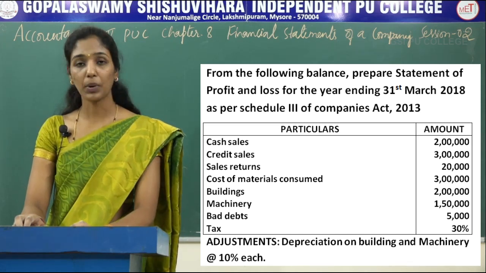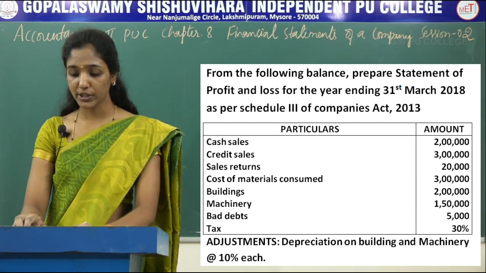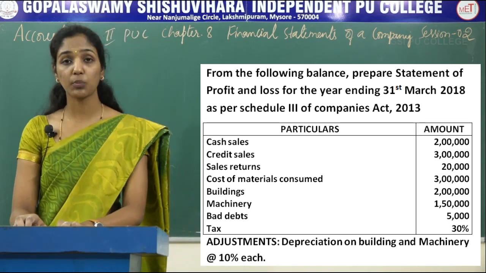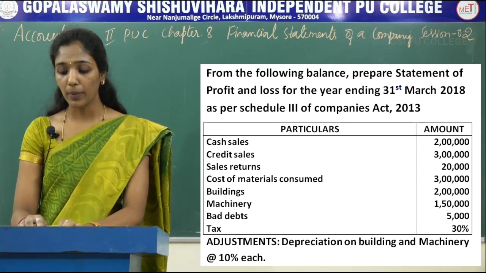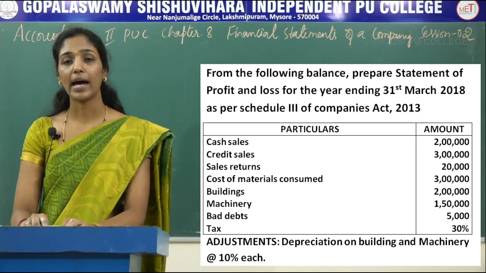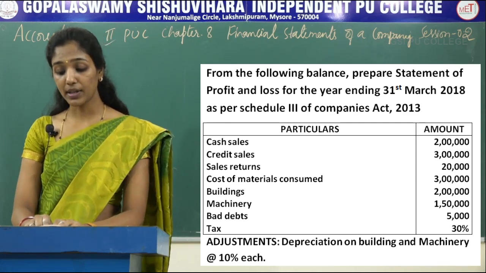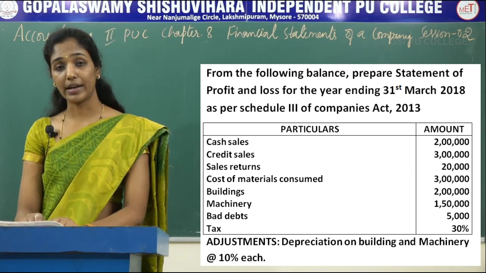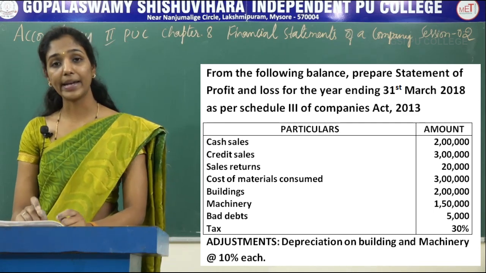From the following balance, prepare statement of profit and loss for the year ending 31st March 2018 as per Schedule 3 of Companies Act 2013. Cash sales rupees 2 lakh, credit sales rupees 3 lakh, sales return 20,000, cost of material consumed 3 lakh, building 2 lakh, machinery 1 lakh 50,000, bad debts 5,000 and tax rate is 30%. And they have also given adjustment depreciation on building and machinery at 10% each. 10% each means you have to calculate same rate of depreciation on both building and machinery.